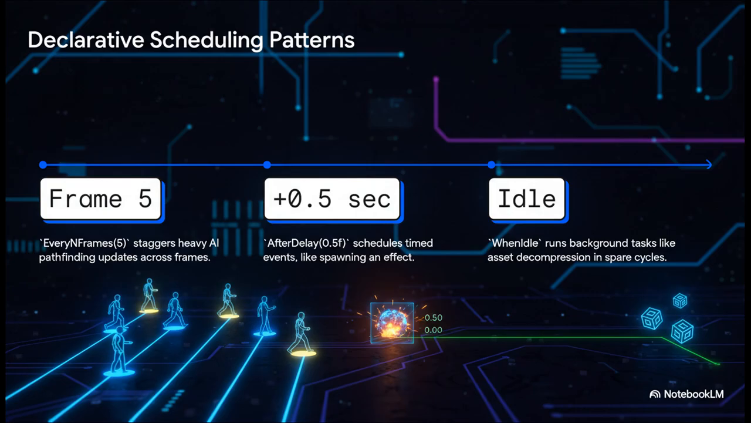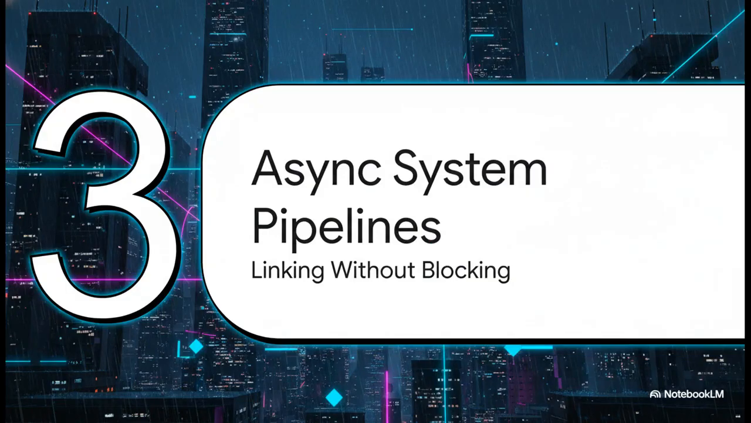Instead of just letting everything fire at once, developers define patterns for how jobs should run. For instance, using every n frames of 5, we can stagger that heavy AI pathfinding so only a fifth of the agents update each frame, smoothing out the load. And for non-critical work, like decompressing an asset in the background, the WhenIdle constraint is brilliant. It tells the engine, hey, only run this job when you have spare cycles, which keeps the frame time perfectly flat. So we've got jobs running on the right cores at the right time.